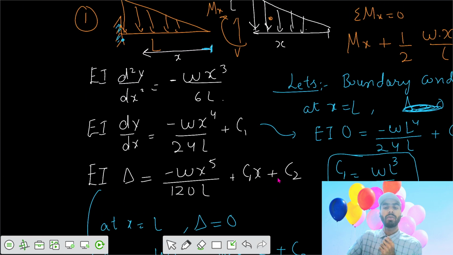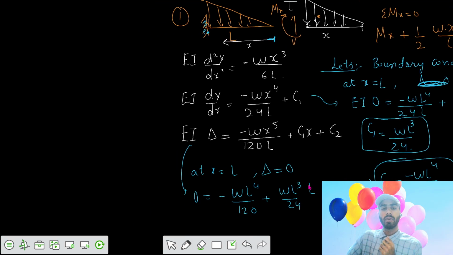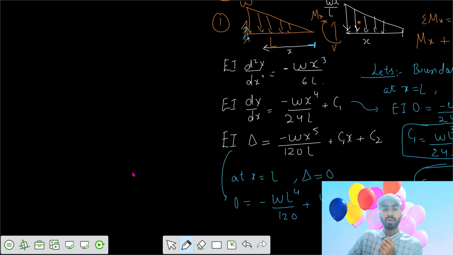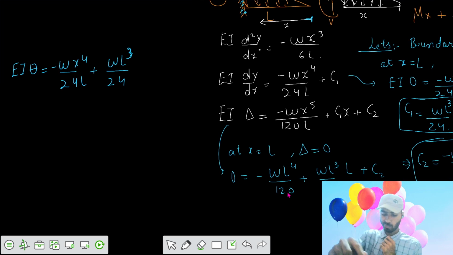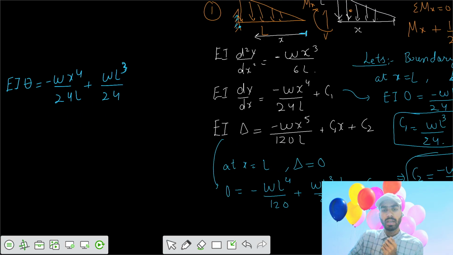Now, what is the general equation for your slope and deflection? We can write EI theta becomes equal to minus x to the power 4 by 24L plus some constant C1, that constant value of WL to the power 3 by 24.